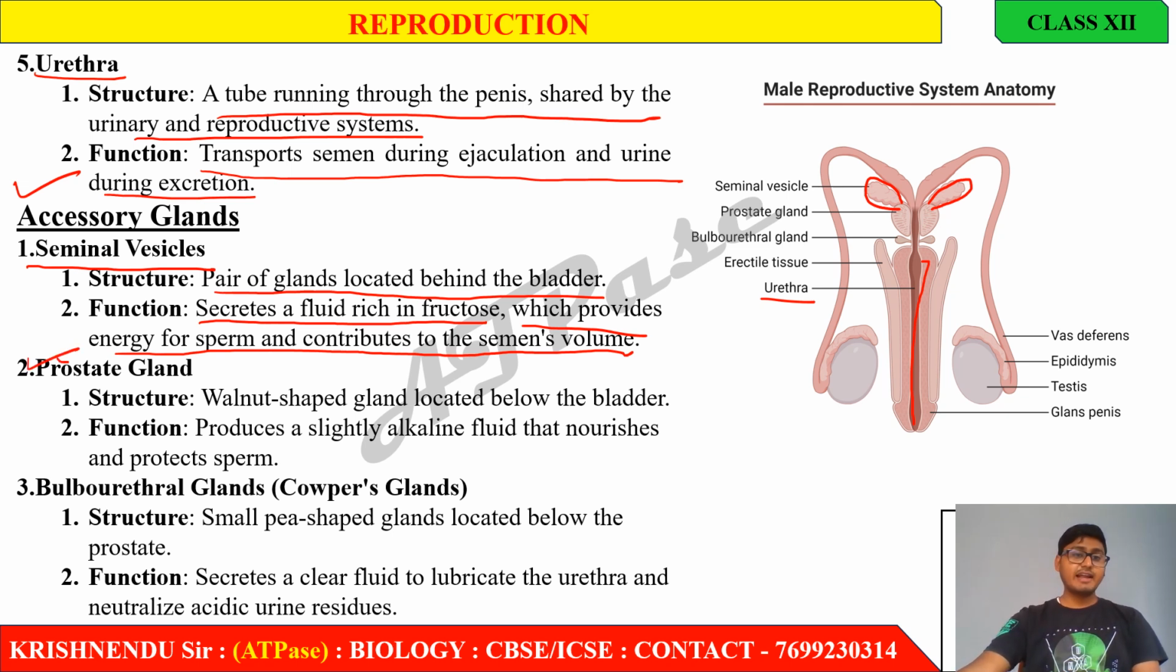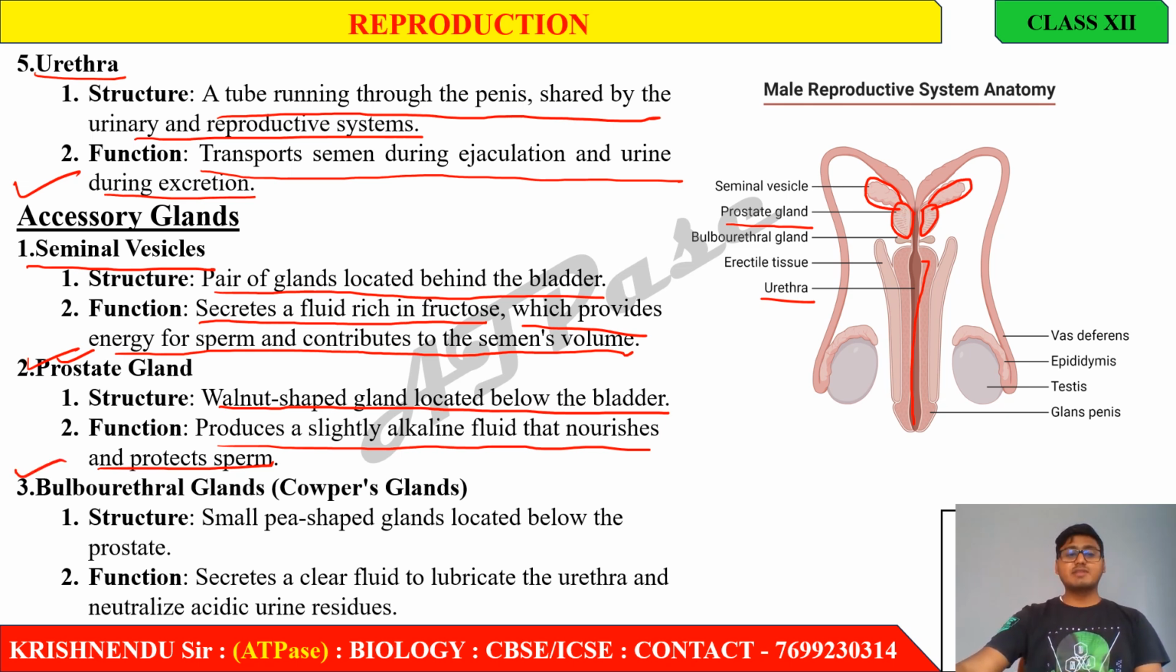Okay, next, prostate gland. Where is the prostate gland located? This gland is known as the prostate gland. Structure: a walnut-shaped gland located below the bladder is known as the prostate gland. Function: it produces a slightly alkaline fluid that nourishes and protects sperm. So prostate gland secretion nourishes and protects sperm.